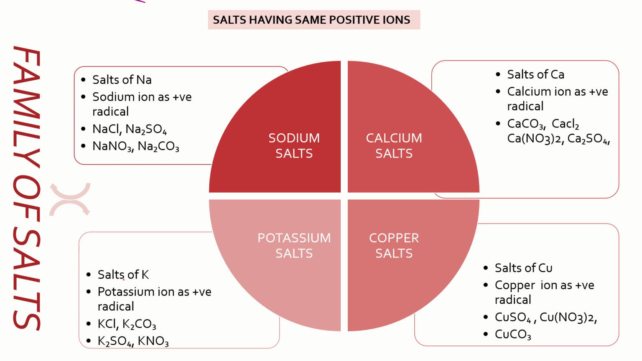Next, potassium salts contain salts of potassium, the K+ positive ion: potassium chloride, potassium carbonate, potassium sulfate, potassium nitrate. All have the potassium cation as the common ion, therefore they belong to the family of potassium salts.